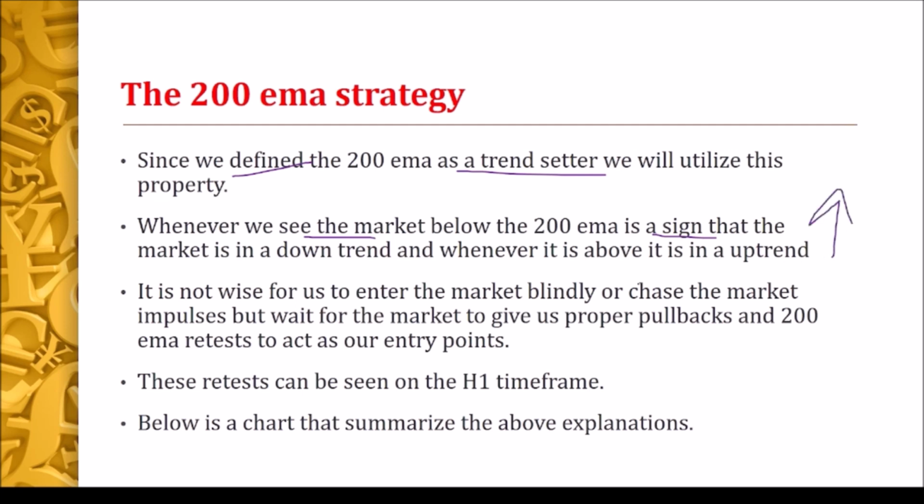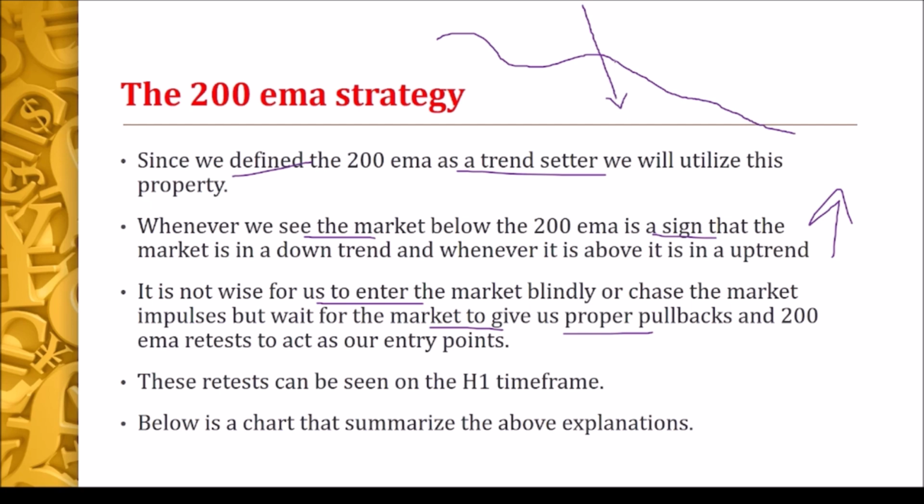So it is not wise for us to enter the market blindly or just on the market impulses, but wait for the market to give us a proper pullback and the 200 EMA retest to act as our entry point. So what we mean is we need to see, let's take for instance, this is the 200 EMA. We need to see the market either going down, crossing over the 200 EMA. This will become our first sign that we are now in a downward trend.